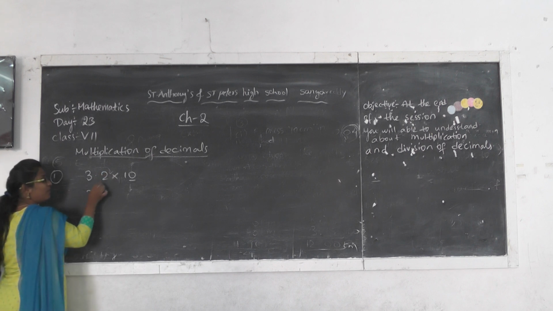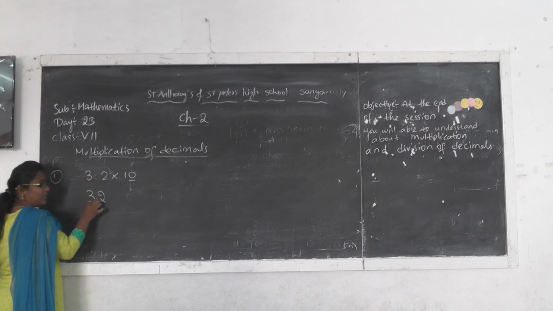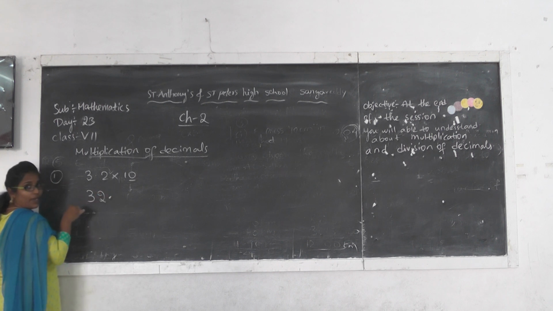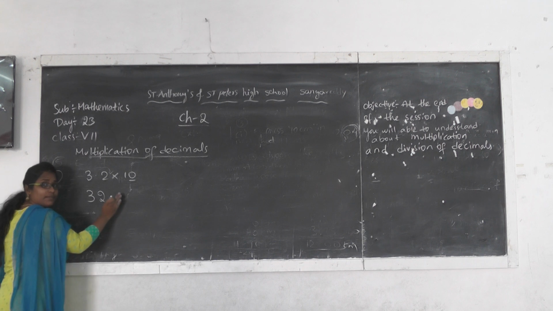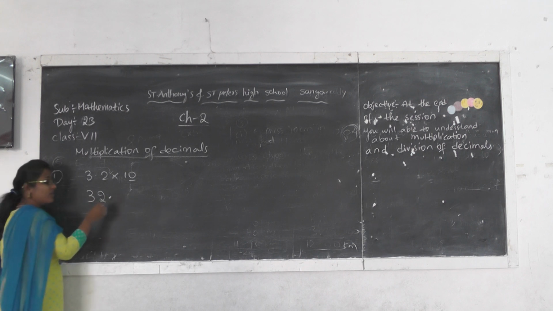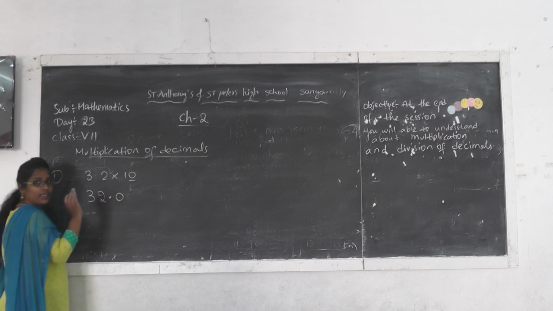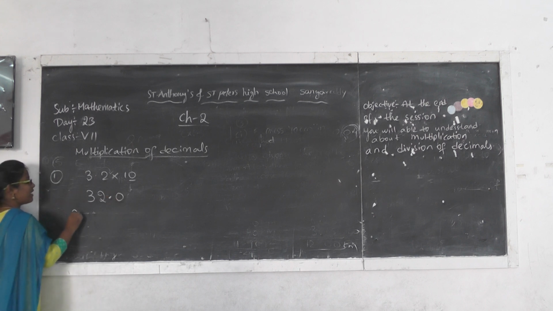One step. So first you write the total number 32. Actually the point is here now. So we should move one step forward. So we have to keep the point here. In the absence of any decimal part, we have to keep 0. So what is the result? 32.0 is the answer. Let me take one more example.